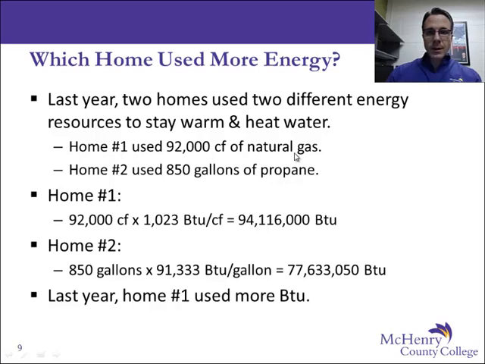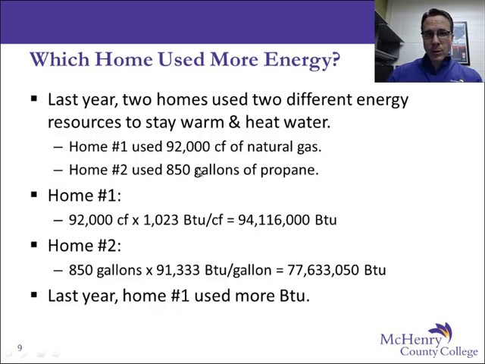Home number 1 used natural gas, and 92,000 cubic feet of natural gas flowed into that home, and that home then was warm and also had running hot water throughout that whole year. Home number 2 did the same thing, but instead of using natural gas, they used propane. That home used 850 gallons of propane in order to accomplish the same warmth and water heating that home number 1 did. So if we're looking at natural gas, we measure it in cubic feet, but when we're looking at propane, we measure it in gallons.